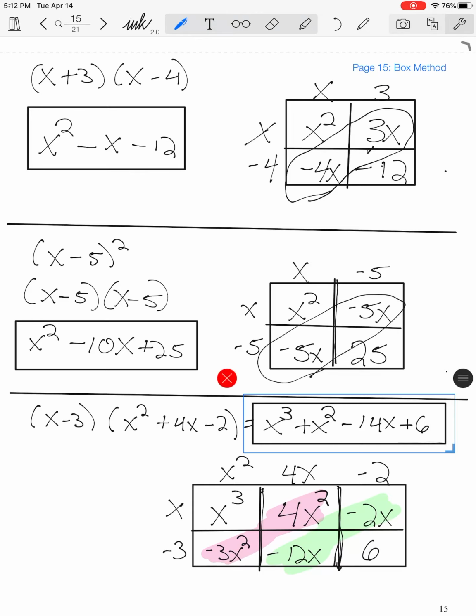So this time, that's my answer. Now, you're going to do your review packet 1, and you're going to do numbers 25, 26, and 27. 27 is a little tricky, but I think you can do it.